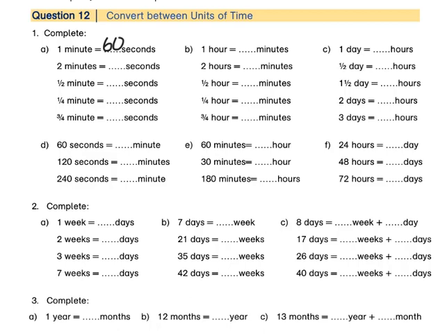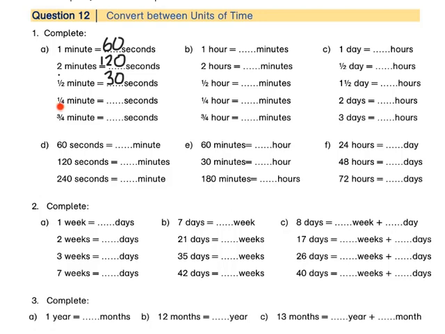Now if 1 minute is equal to 60 seconds, then 2 minutes will be twice as much, so it will be 120 seconds. Directly beneath it, now it's asking for a half a minute. If 1 minute is 60 seconds, then a half a minute will be half as much, which is 30 seconds. Directly beneath it, a quarter of a minute.